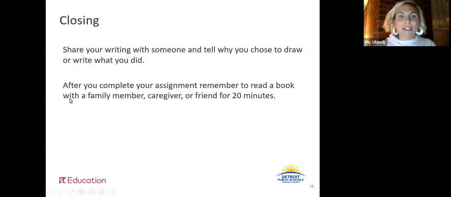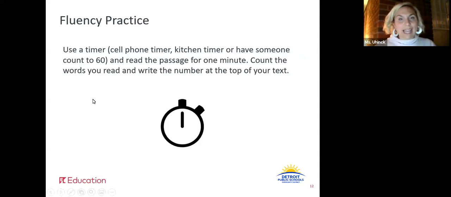After you do this, we're going to practice that fluency. So use a timer. It could be a cell phone timer, kitchen timer. Have someone count to 60. Read the passage for 1 minute. Count the words you read correctly. Write that number on the top of the text. And remember, each day, as we read this article, we get better and better, more fluent. We should see that number go up.